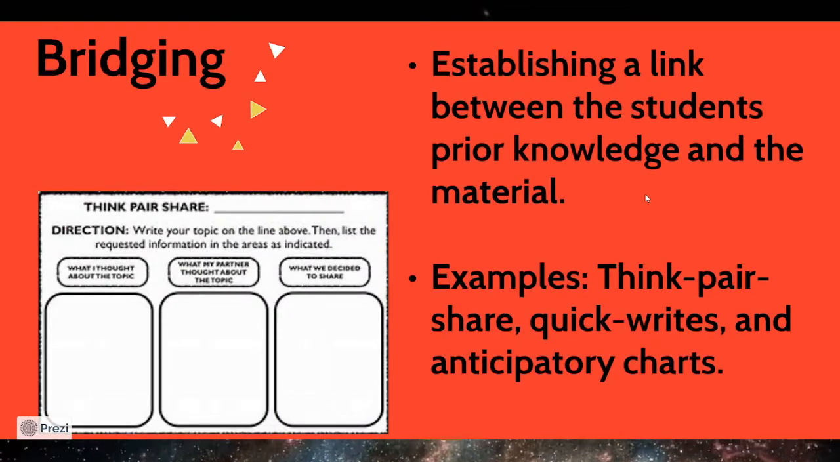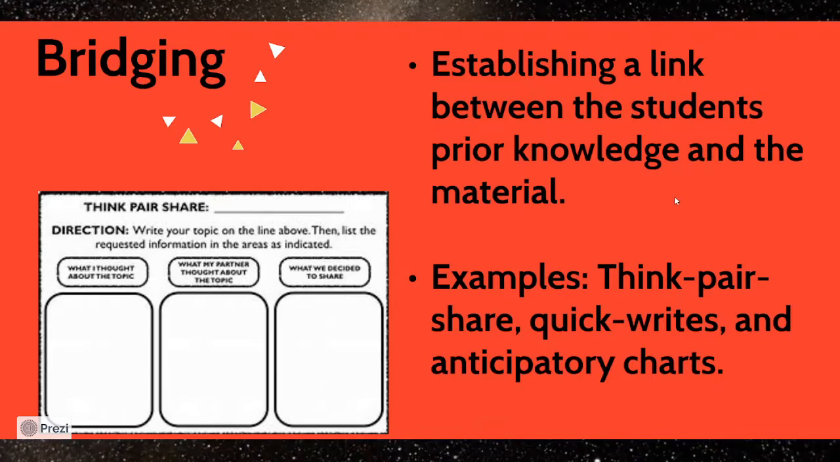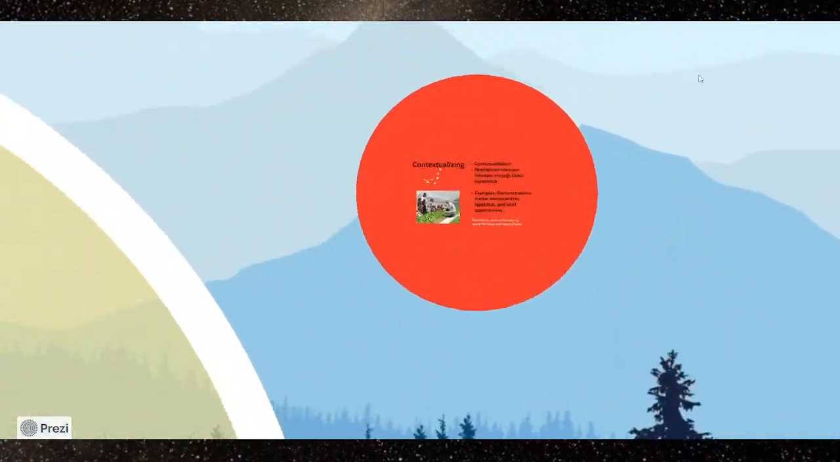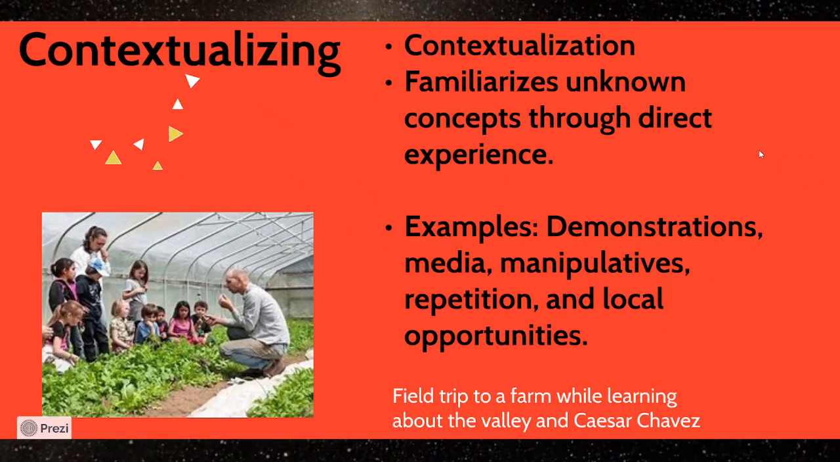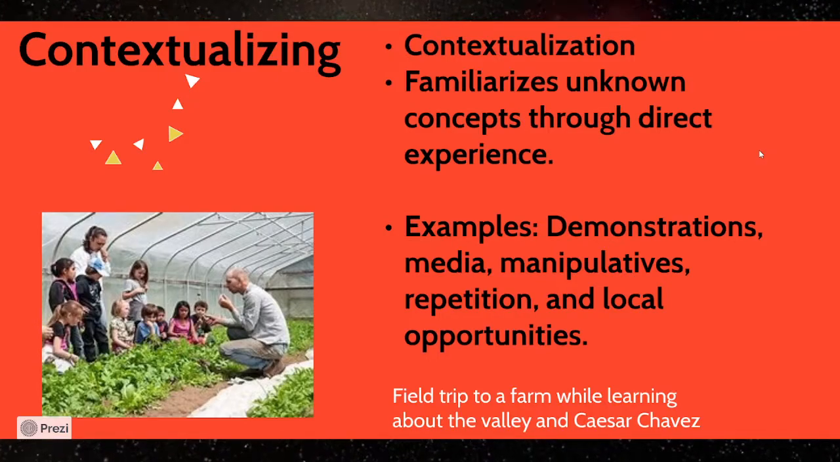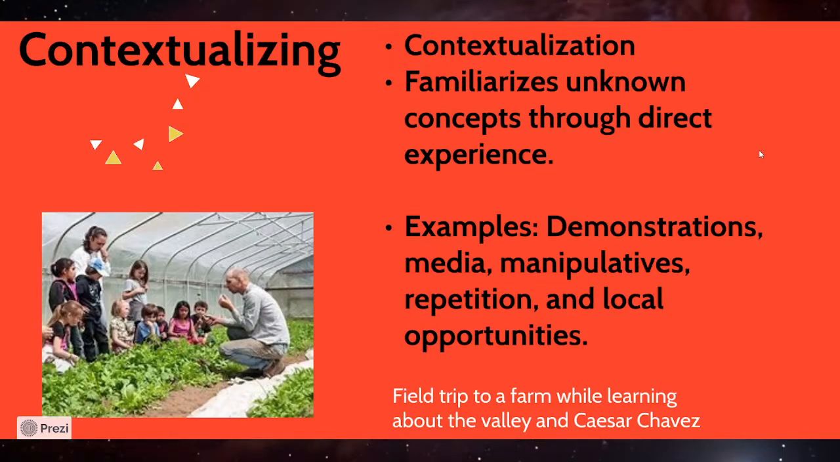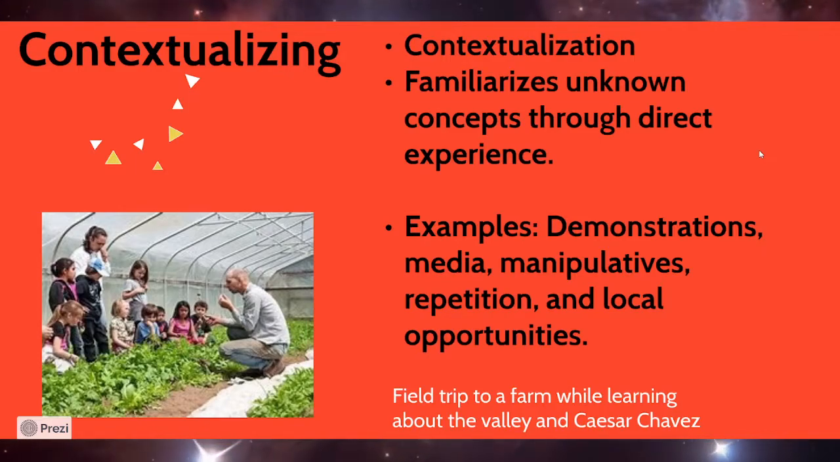For bridging, it's just establishing a link between students' prior knowledge and the material. So they can do think pair shares or quick writes, things like that. For contextualizing, students familiarize unknown concepts through direct experience. For example, if we're learning about Cesar Chavez in the valley, then maybe we can take a field trip to a farm, which in the valley where we live, there's a lot of farms around us, so that wouldn't be a far-fetched idea. That would give the students manipulative and hands-on experience so they can contextualize what we're learning about in the classroom.